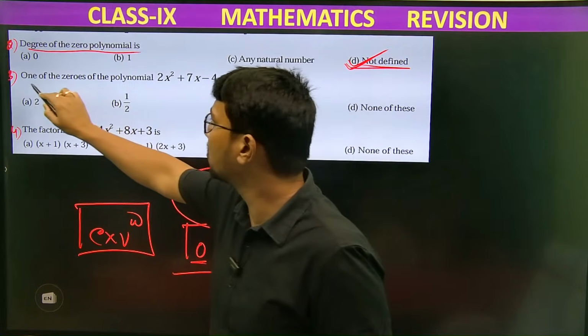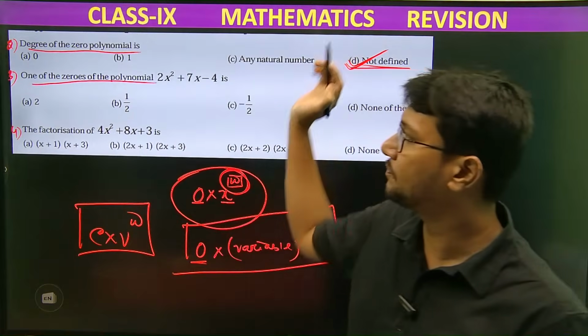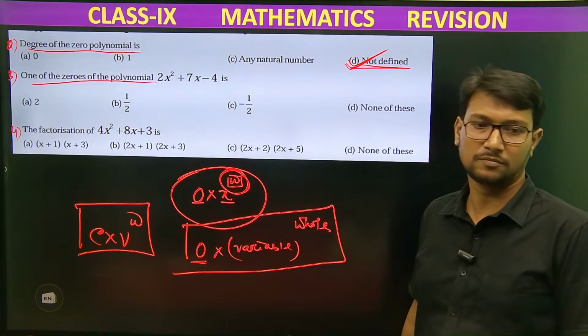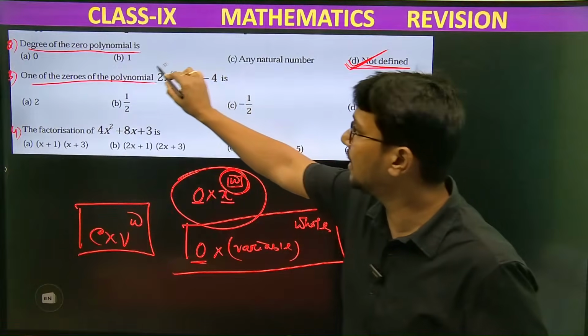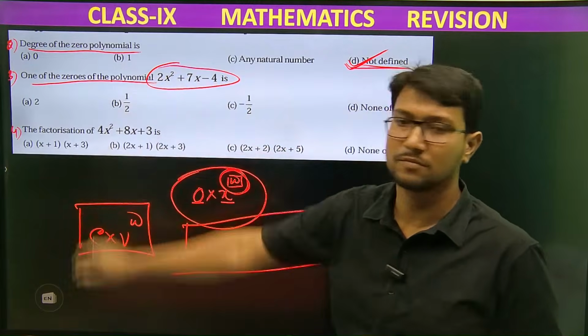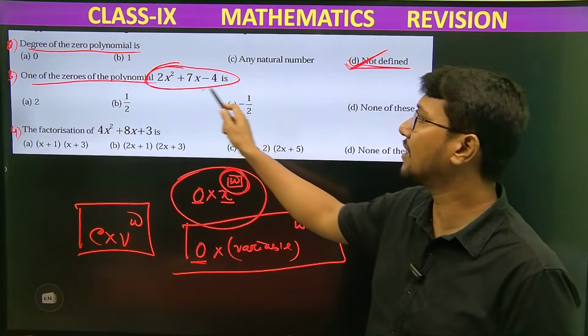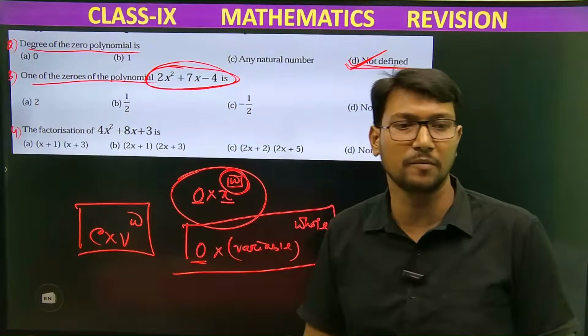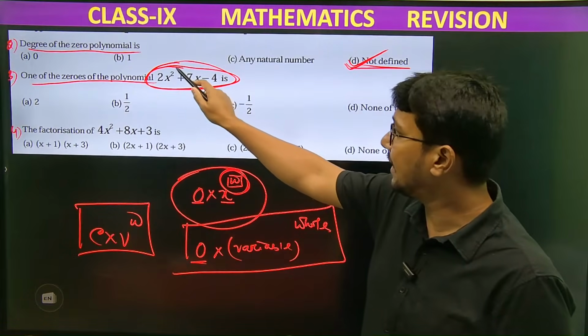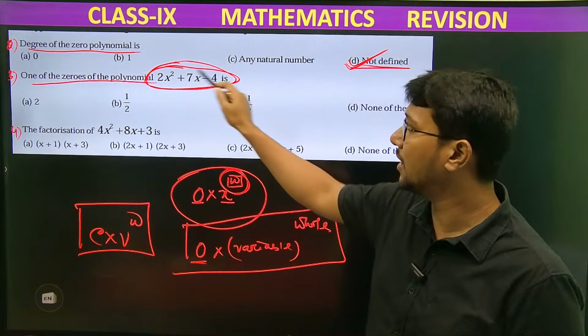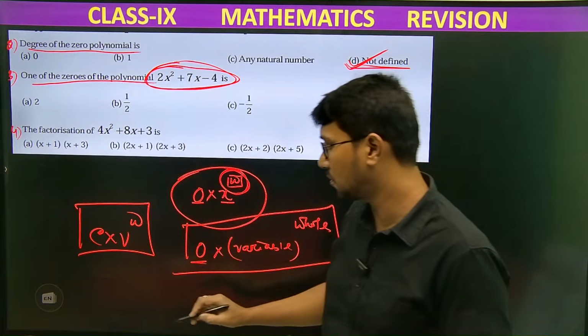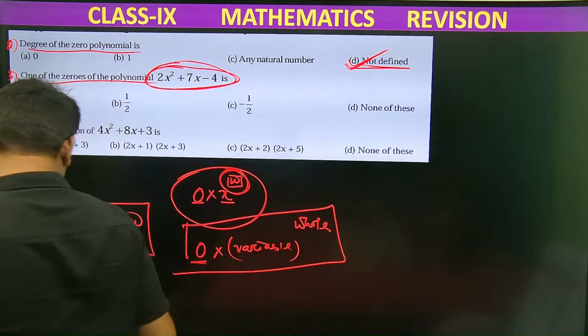Take number 2. One of the zeros of the polynomial, what is it? Which polynomial is this? It is a quadratic polynomial. Why quadratic? Because the degree, meaning the highest power of the variable, is 2. Hence it is a quadratic polynomial.